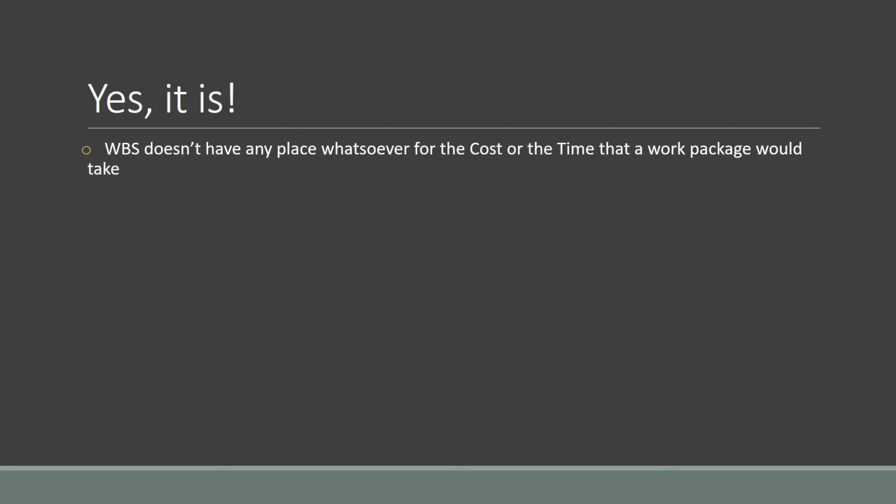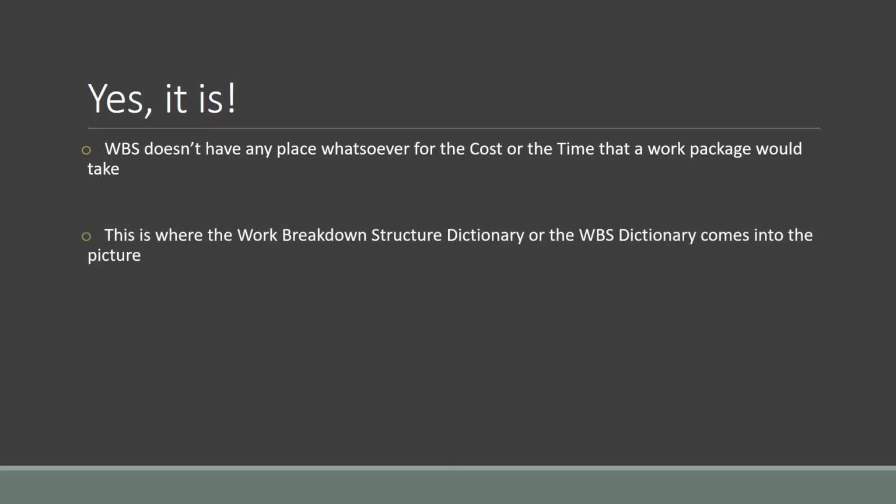The WBS is graphical, and we just looked at an example, right? So WBS doesn't have any place whatsoever for the cost or the time that a work package would take. There's no place to put in any cost or time there. And now this is where the work breakdown structure dictionary, commonly known as the WBS Dictionary, comes into the picture. The WBS Dictionary is another document, another artifact which captures the details of each work package.